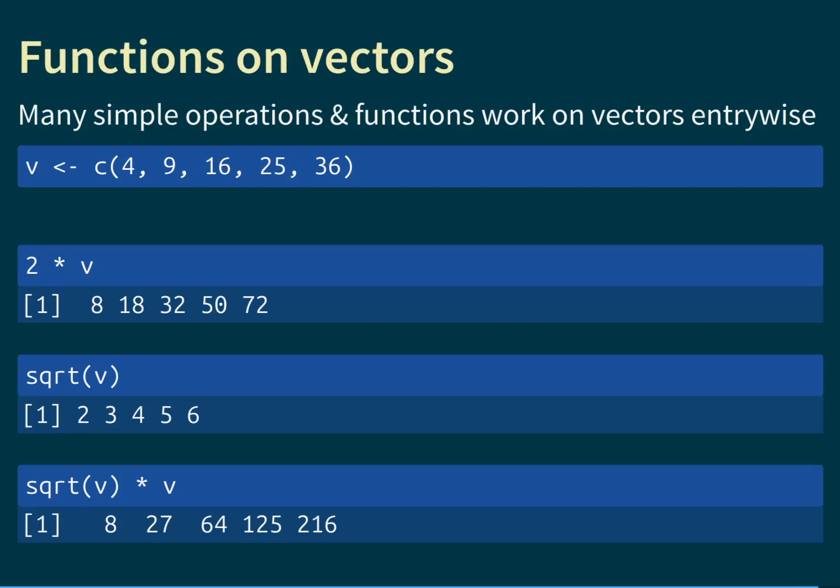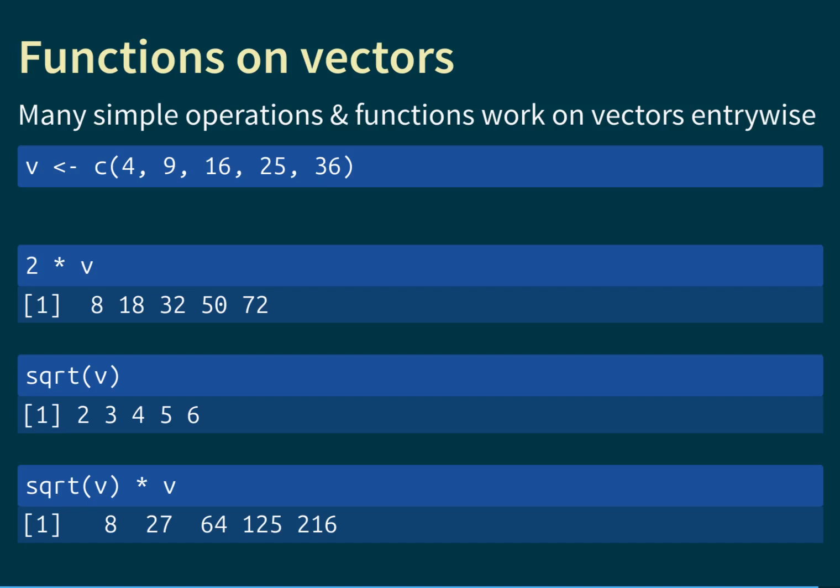Now you might be wondering how those functions and operations that we've learned about so far would operate on vectors. And there's a fortunate thing here. The way R has been constructed is that most of the simple built-in operations and functions work entry-wise. To illustrate that, let's define a simple numeric vector called v, and it just consists of the numbers 4, 9, 16, 25, and 36. It doesn't matter, it's just an example.